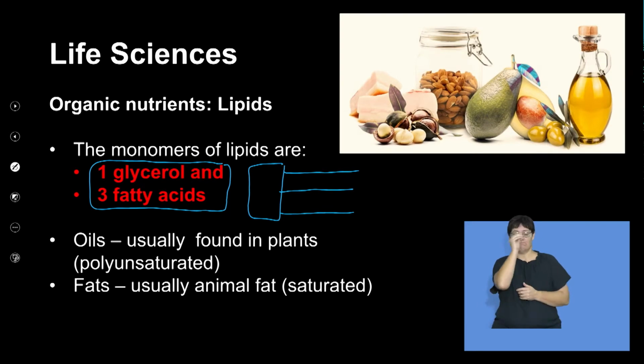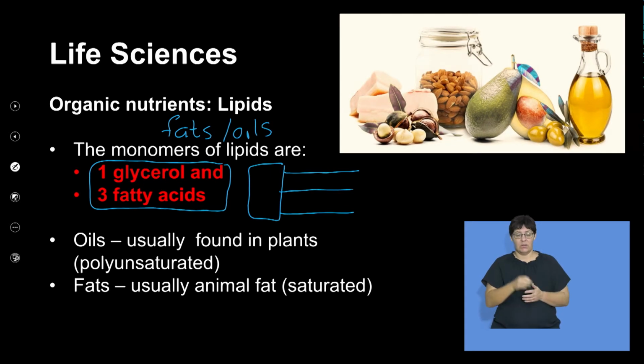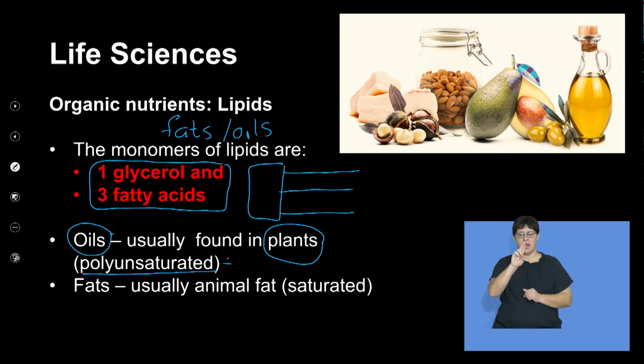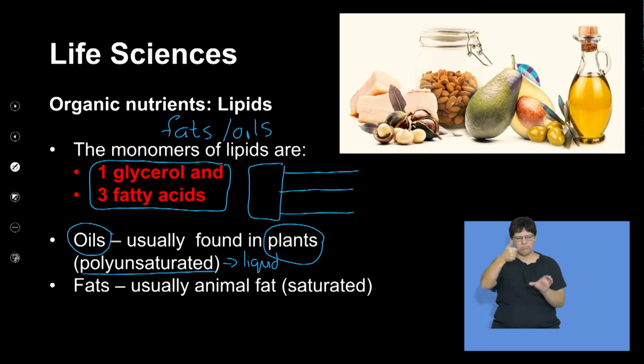And here, remember, we spoke about 2 things. Lipids, sometimes we use the words fats and oils. And what is the difference? Oils are usually lipids that we find in plants. And you will see we call them polyunsaturated, and they are usually liquid. Think of your sunflower oil or your olive oil, or any of your almond oil or coconut oil. They are in liquid form.